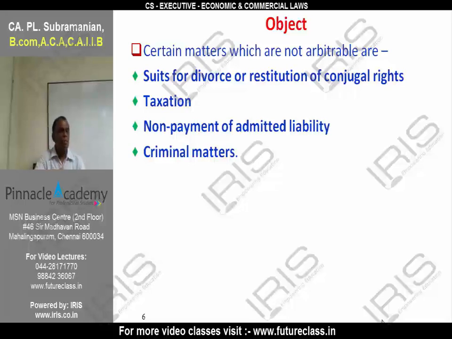If somebody is not paying and you refer the matter, it is reduced; then again he is not paying, again you refer, and his money will be going down. So non-payment of admitted liability you cannot refer. Criminal matters you cannot refer. There might be one or two more in other acts also, but these are the important ones. Suits for divorce or restitution of conjugal rights, that is living together, or marriage. Taxation, non-payment of admitted liability, criminal matters. These are the 4 items that cannot be referred to arbitration.